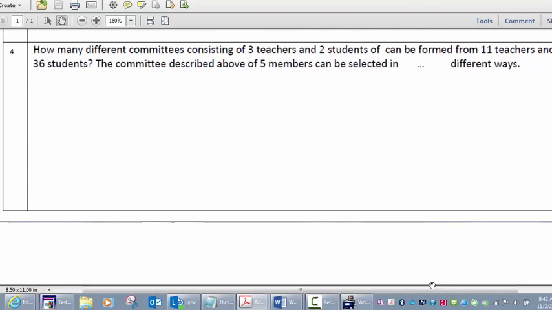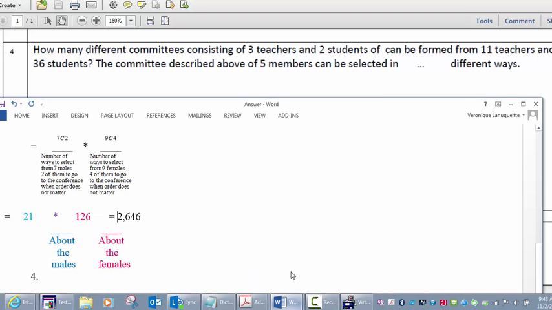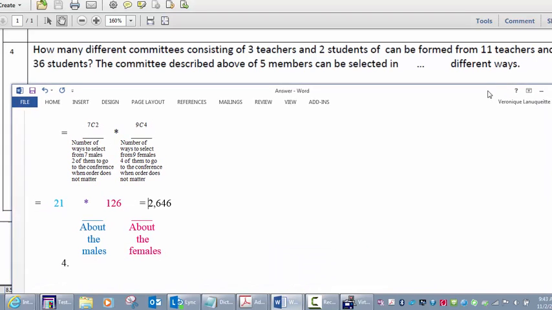We have the following: how many different committees consisting of 3 teachers and 2 students can be formed from 11 teachers and 36 students? So the committee described above of 5 members can be selected in how many ways? So let's take a look at what I wrote for this one as an answer. And you can type it in the calculator.